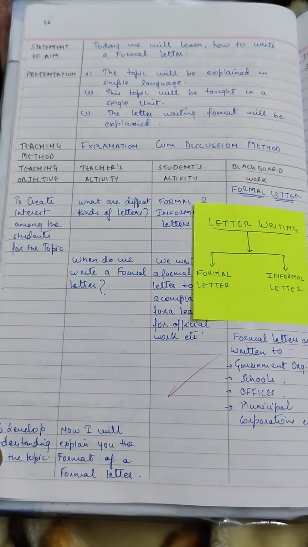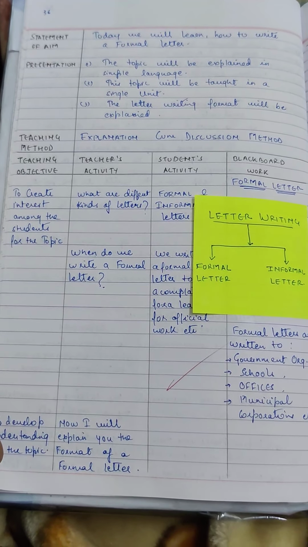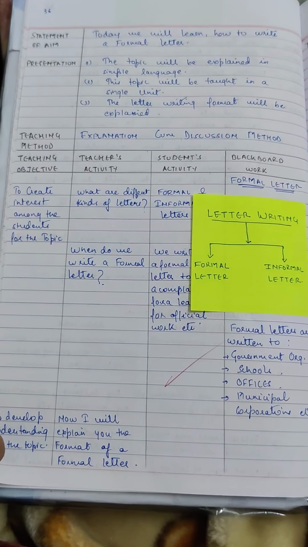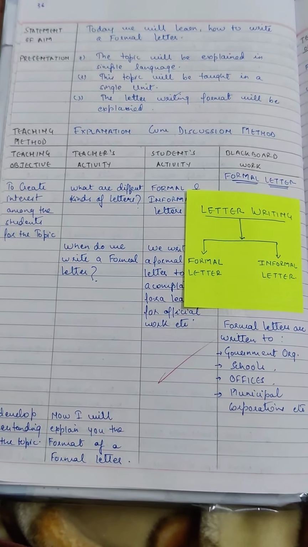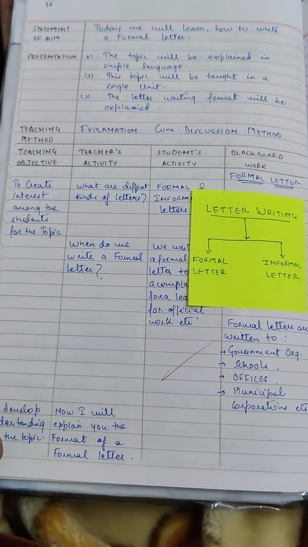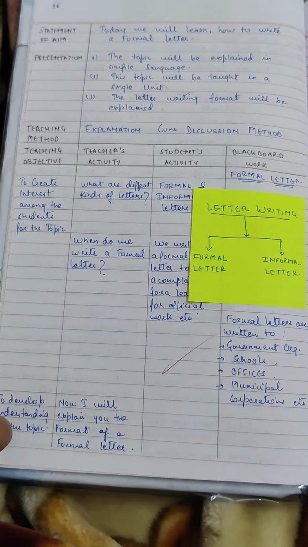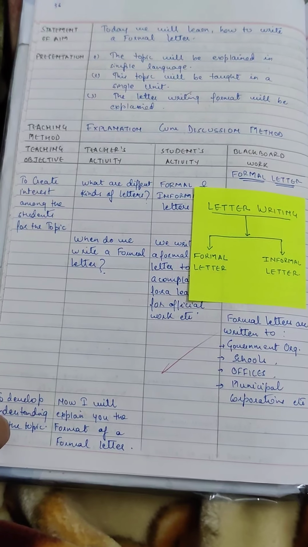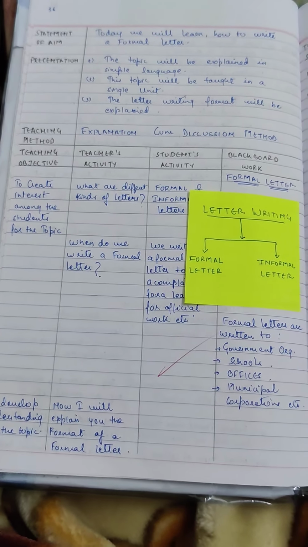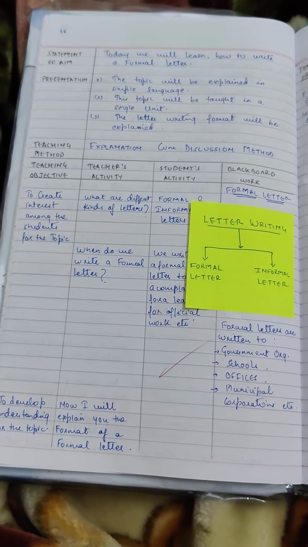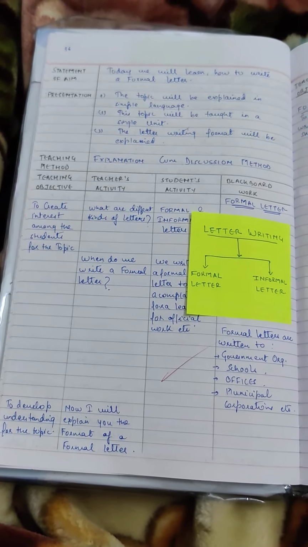Then comes the statement of aim, then presentation. The topic will be explained in simple language. This topic will be taught in single unit. The letter writing format will be explained. Then the teaching method used over here is explanation cum discussion method, because we will be explaining how to write it and simultaneously we'll discuss it with the students also.